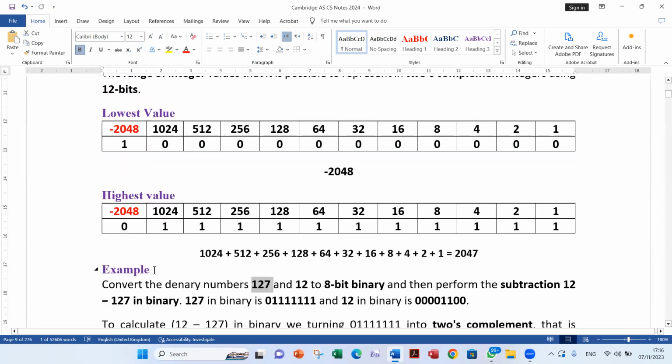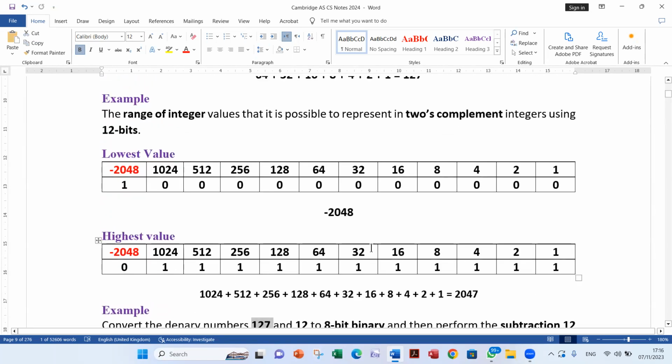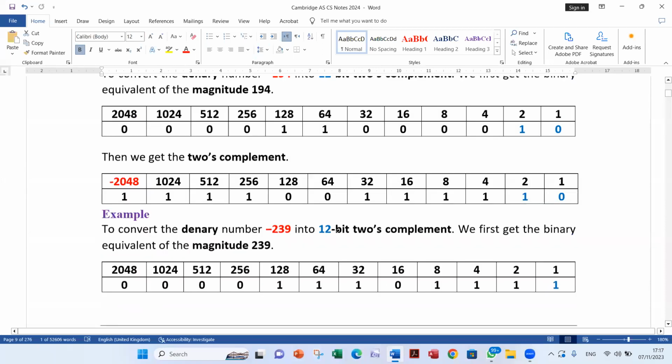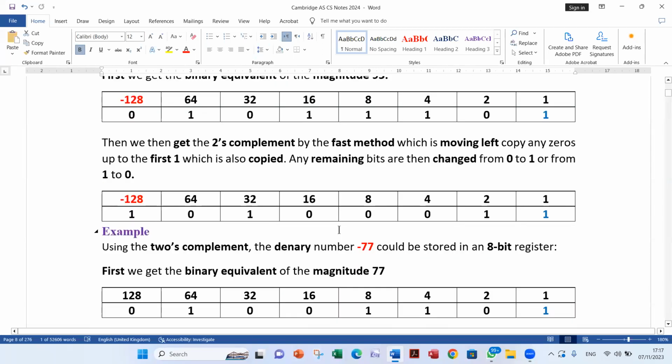Do this yourself. Please convert the 12 into 8 bits binary. Please, right now. I will leave you for a moment. My plan will be like that. I will convert 12 into 8 bits binary and convert the 127 into 8 bits binary, and then get the 2's complement of the 127. We did all that before, in the previous lesson.